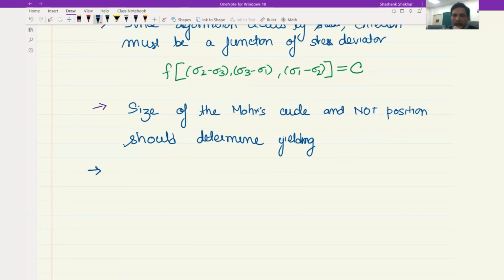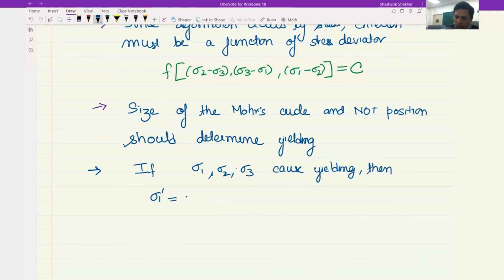Now that we are saying that the mean stresses should not cause change in the yielding, then mathematically, how do we say that? So if the combination of stress state sigma 1, sigma 2, sigma 3 causes yielding, then sigma 1 prime equal to sigma 1 plus or maybe minus, whatever you do, a mean stress value or any other stress value, in fact.